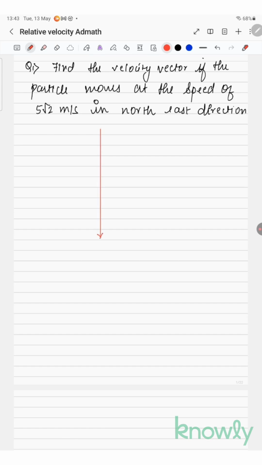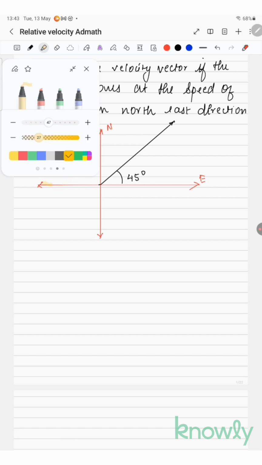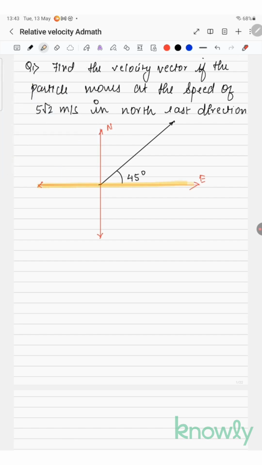So what do you mean by northeast direction? I'll draw the direction system over here. So this is the north pole, this is the east one, right? And the particle is moving in the northeast direction. That means exactly in the middle of north pole and the east direction. So that means it is making an angle of 45 degrees with the x-axis. Remember a very important note, we will always measure the angle from the x-axis or the horizontal axis.